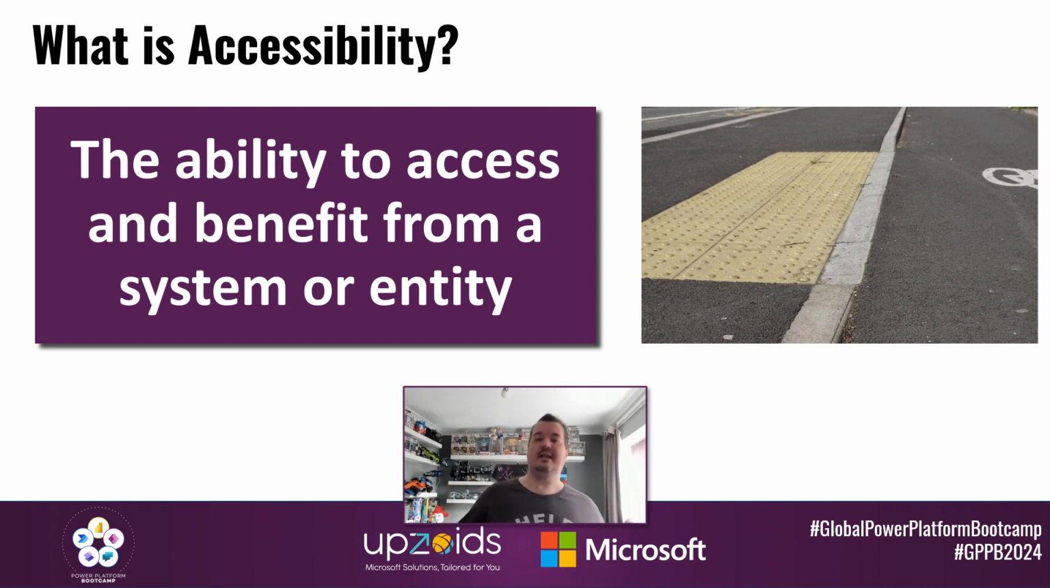Accessibility is defined as the ability to access and benefit from a system or entity. If we look at that image on the screen, that's the curb cut. It was the dip in the curb, designed and created for people with visual impairments, so blind people. It was created for people in wheelchairs so that when they're crossing the road, they don't have the step down and they don't have the step up at the other side.